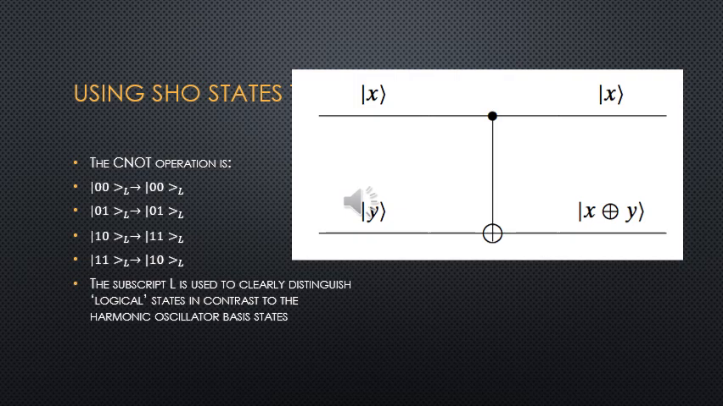Now, if you start off with ket 0, 0, it remains ket 0, 0. If you start off with a ket 0, 1, it remains a ket 0, 1. If you start off with a ket 1, 0, the target qubit 0 is flipped to 1 and the resultant ket is now ket 1, 1. If you start off with a ket 1, 1, the target qubit 1 is flipped to 0, so ket 1, 1 becomes ket 1, 0. In this case, we have used the subscript L to clearly distinguish logical states in contrast to the harmonic oscillator basis states. The right hand side shows the schematic of the C0 gate.